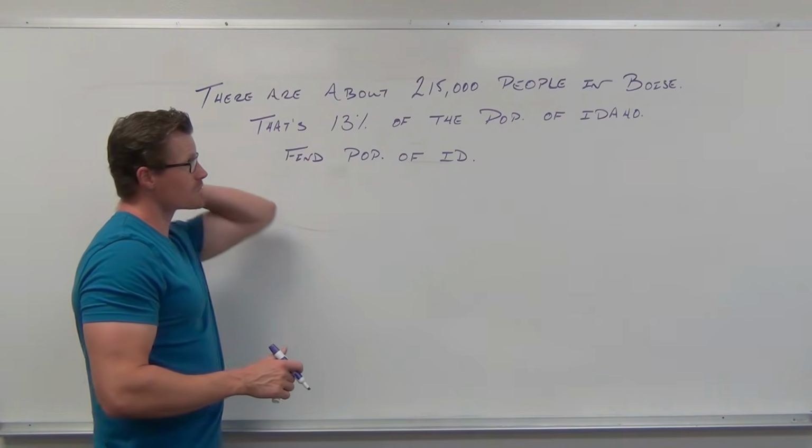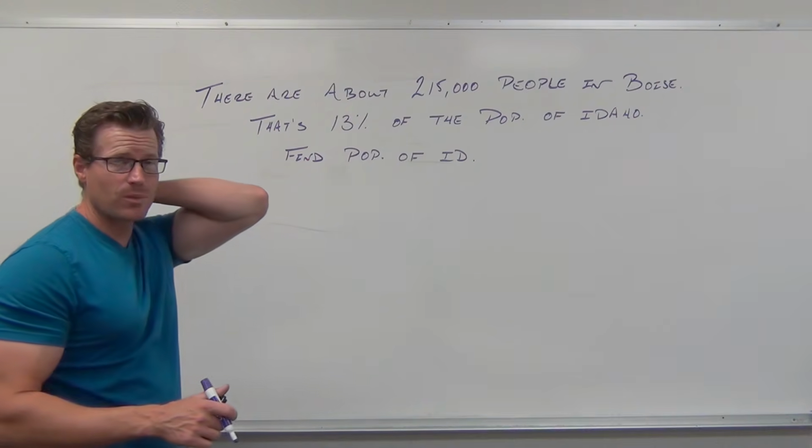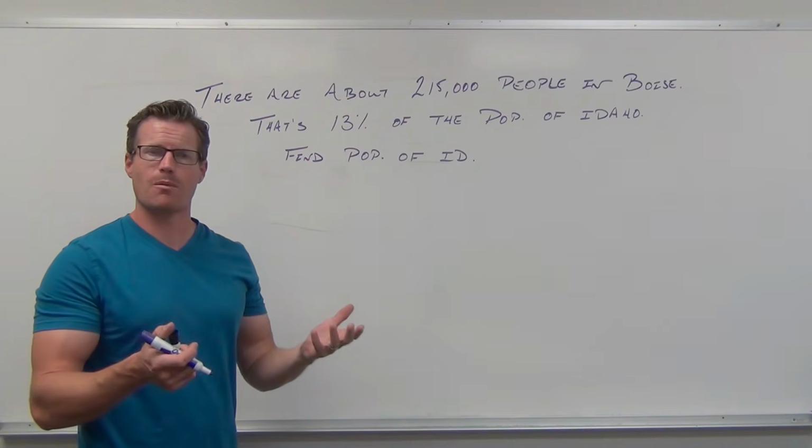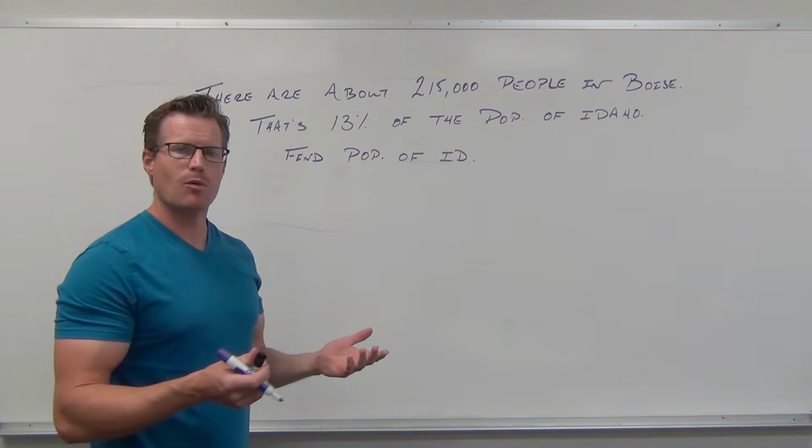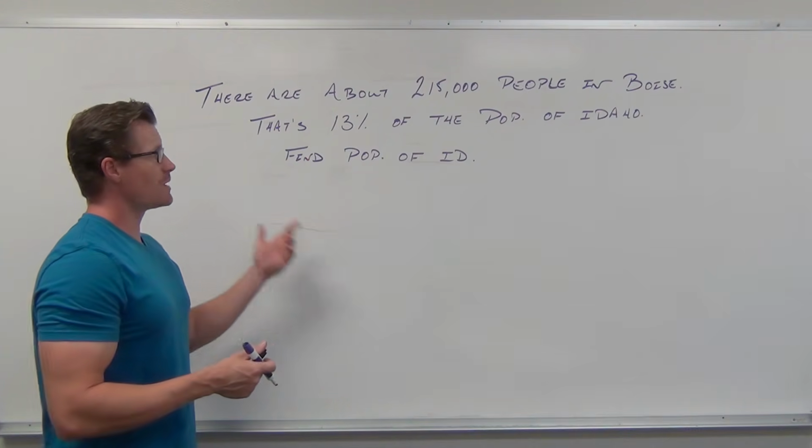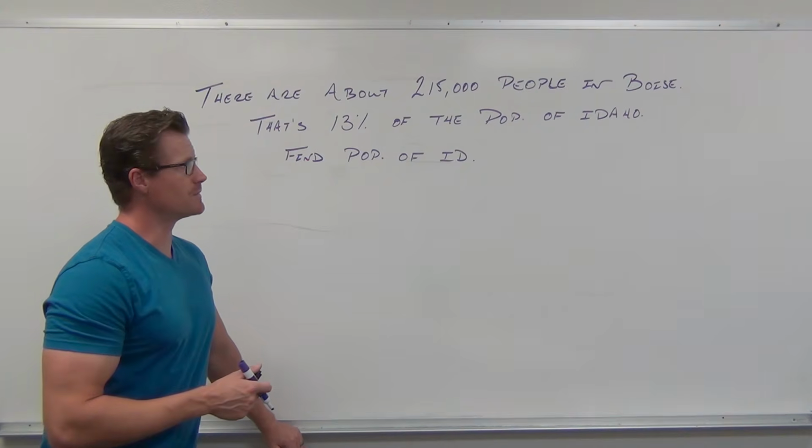Here it's a little bit different. So right now, we don't have a formula for this. We're going to have to do a verbal model. So let's think about what that verbal model really says. It says there's about 215,000 people in Boise.